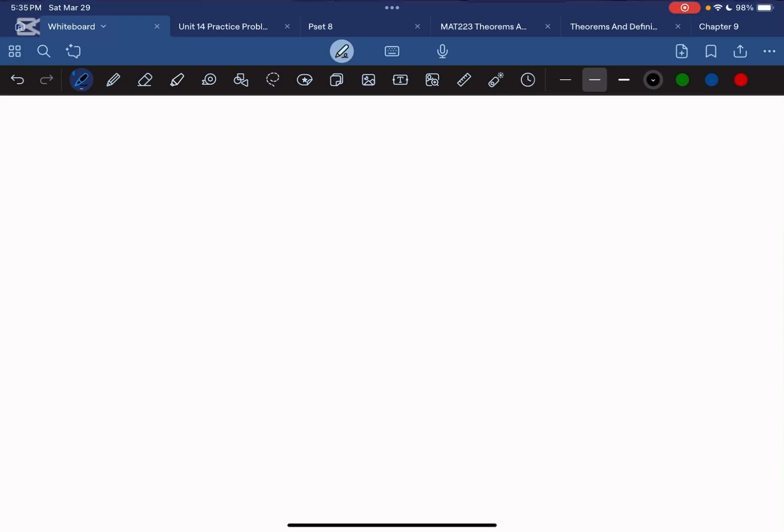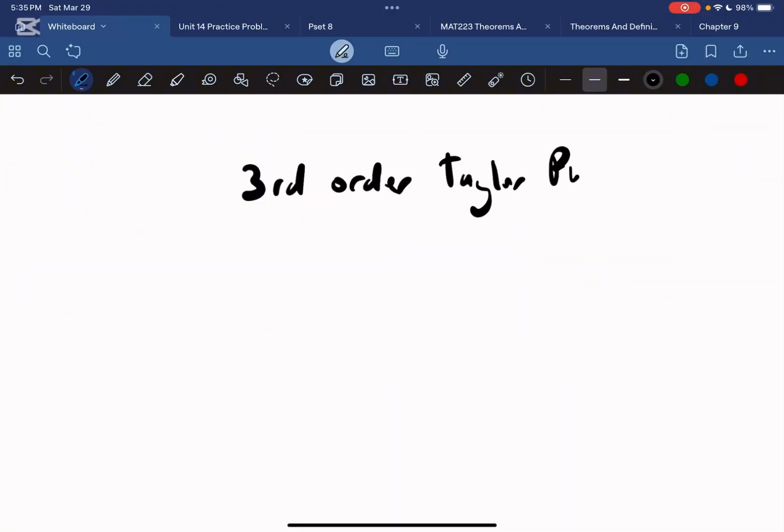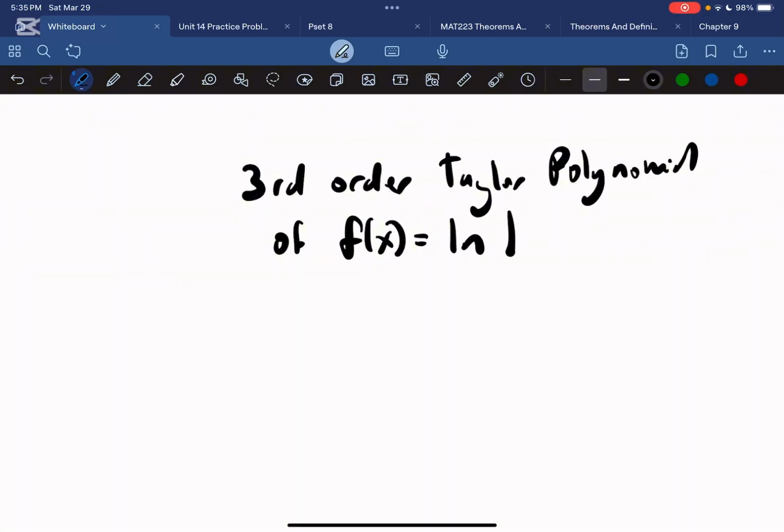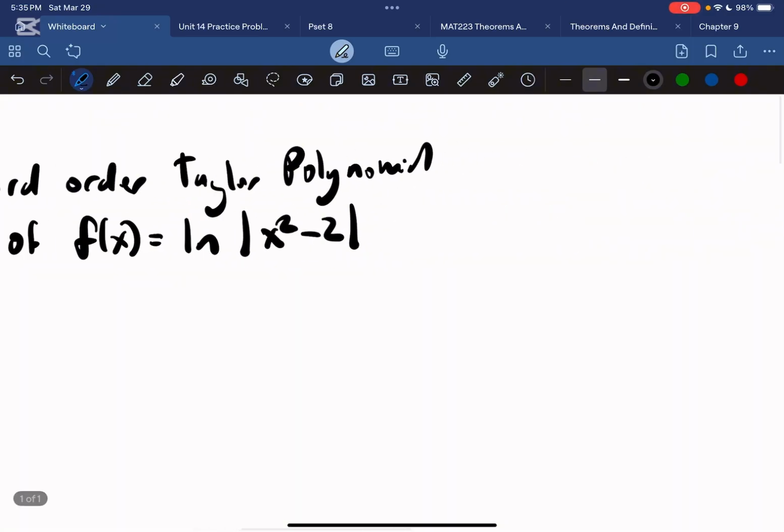All right, so for this example, we'll do the same thing, except instead of finding a general Taylor polynomial of degree n, we'll find one specifically for the third order. So let's find the third order Taylor polynomial of f at x, which is equal to the ln of the absolute value of x squared minus 2, at a equals 1.